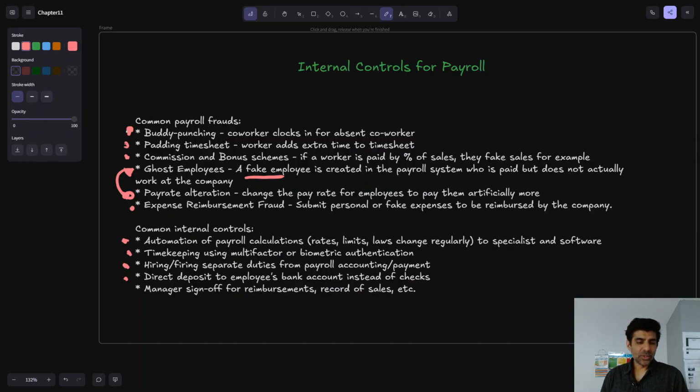Direct deposit to employee's bank account instead of checks, because checks are a risk in itself, like checks being forged, and there's different fraud you can do with checks. And then manager sign off of reimbursements. Now again, that Jacksonville Jaguars, right? If there was some oversight of spend on those credit cards, then that guy probably would not have been able to spend that, whatever it was, $20 million.